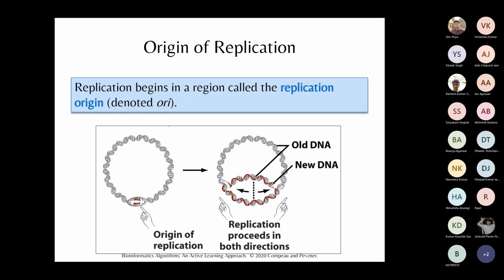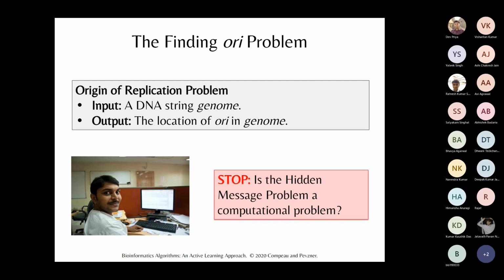The location where the cell begins replication is called the origin of replication, or in short, ORI. And biologically speaking, it has been seen out of repeated biological observations that, out of all the divisions that happen in the case of a simple cell like a bacterial cell shown here with a singular circular chromosome, the replication always begins at the same location. This is an observation that has been seen by biologists over and over again. And this location is called the origin of replication. The question is, can we actually find the origin of replication, right?